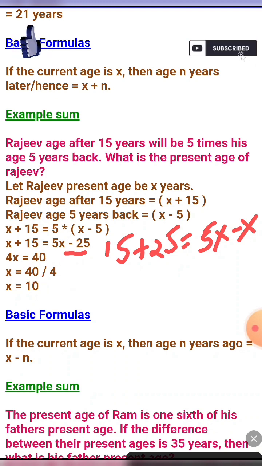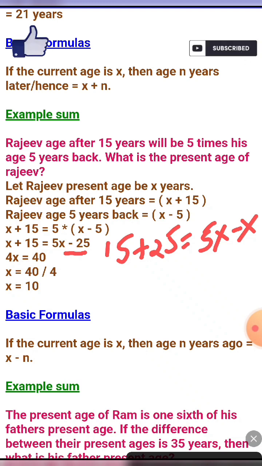4x is equal to 40. The 4 goes to the opposite side of the equal sign. Here it is in multiplication, and after going to the opposite side, it will be in division. x is equal to 40 by 4, means x is equal to 10 years. Rajiv's current age is 10 years.